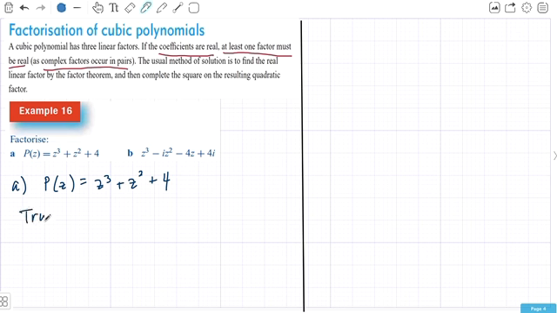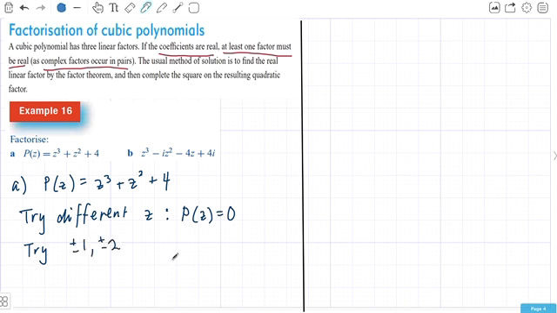So we're going to try different z such that p of z equals 0. That's going to give us a solution. So we're basically trying to find different solutions here. Now the ones to try are usually small numbers. So try plus or minus 1, plus or minus 2, and work up from there.